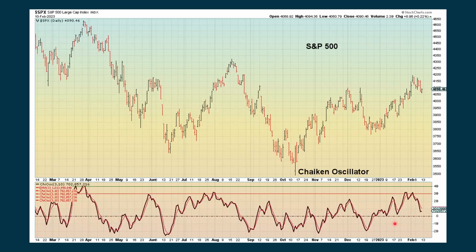The Chaikin oscillator, again, another oscillator that we use to determine overbought and oversold conditions. After giving us an overbought condition earlier in February, it's now been coming down. It's still positive because it's above zero and trying to turn back up.